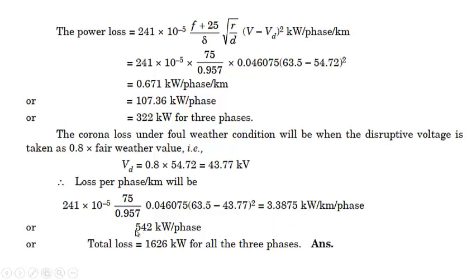Multiplied by 160, it comes out to be 542 kilowatt per phase, and for three phases it comes out to be 1626 kilowatt for all the three phases. You can see the difference. This is 322 and this is 1626. So under foul weather condition, the corona loss has a good amount of value.